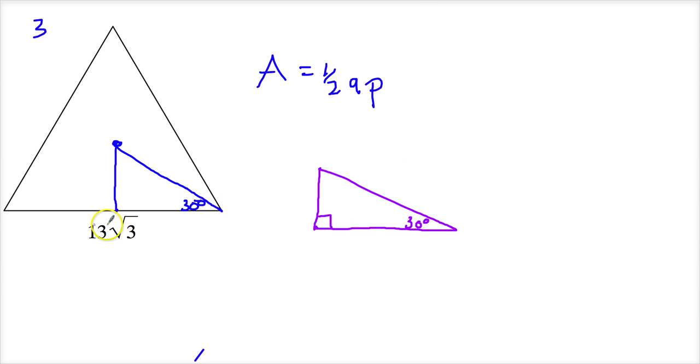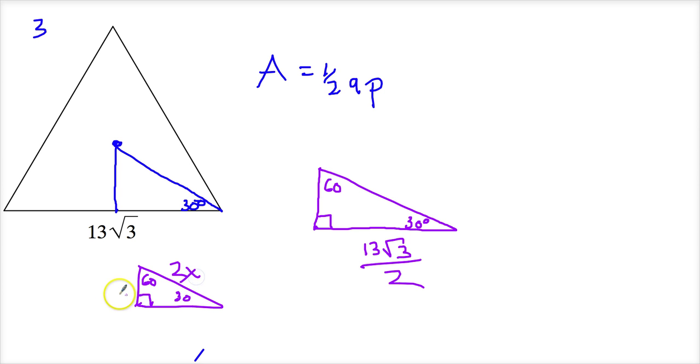This distance here is actually just half of this, so it's 13 times the square root of 3 over 2. This would be the 60 degree side, which would mean that if you remember the 30-60-90 thing, two times it. This is just x. X times square root of 3. So since this has a square root of 3 in it, I can just take it out and make it 13 divided by 2, which is just 6.5. And then that makes this 13. So there's all the parts that I need.